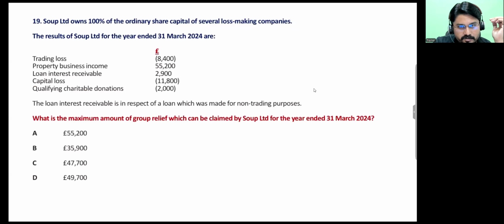Please attempt this question. Okay, I'm starting this question. The requirement is, what is the maximum amount of group relief which can be claimed by S Limited?